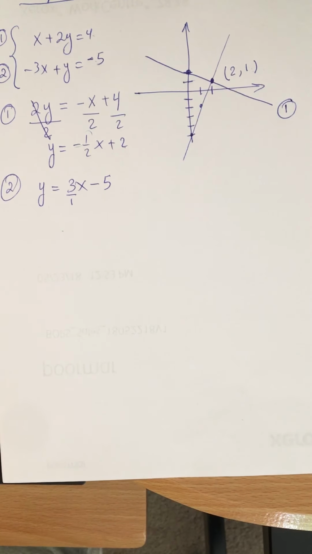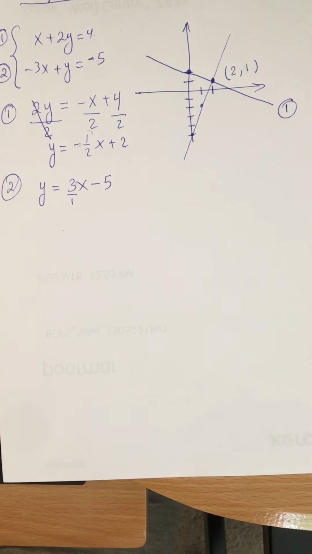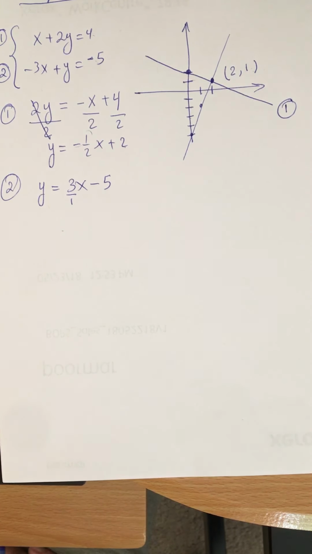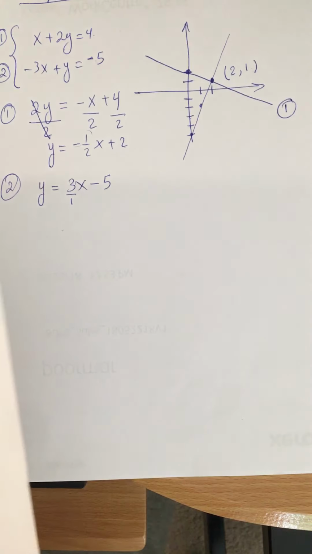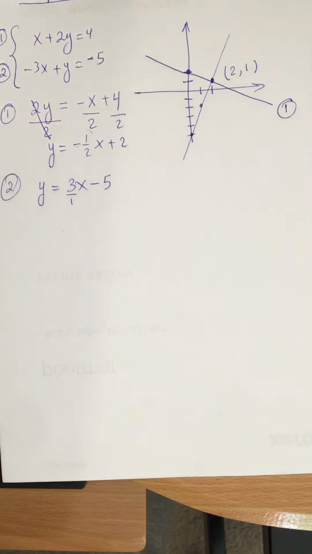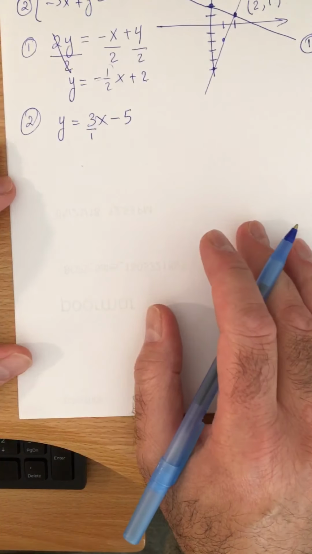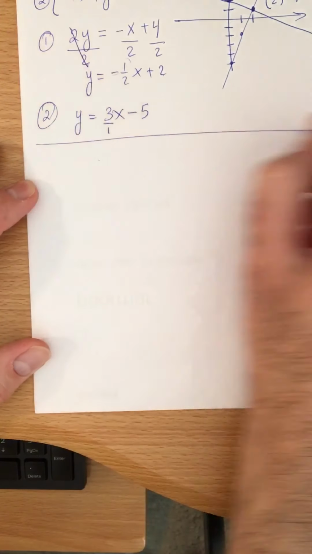Okay, so that was an example of a graphical approach in solving a system of equations. But a more accurate approach is algebraically. There are two methods in algebraic solutions for systems of equations. The first one is called substitution. So let me give you an example of substitution.